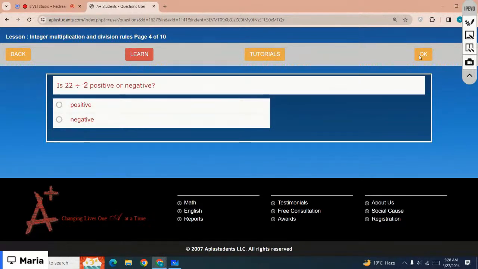Is 22 divided by negative 2 positive or negative? Again, one of the numbers is negative, so the answer must be negative. The correct option is negative.